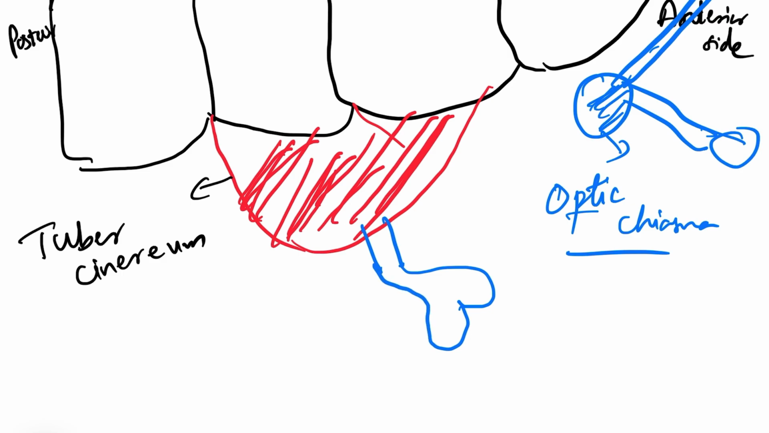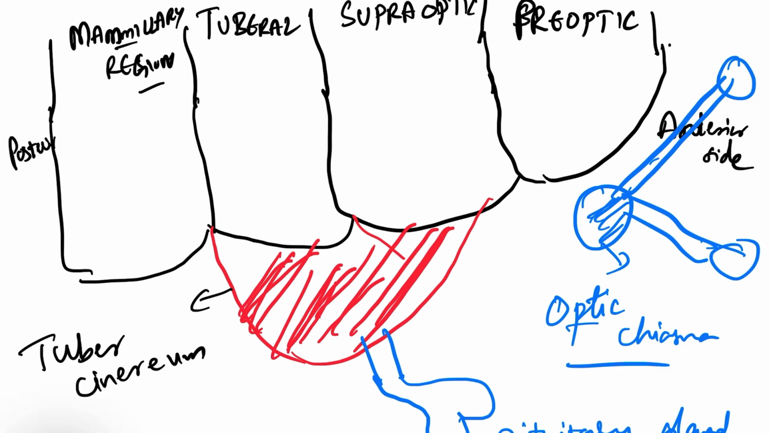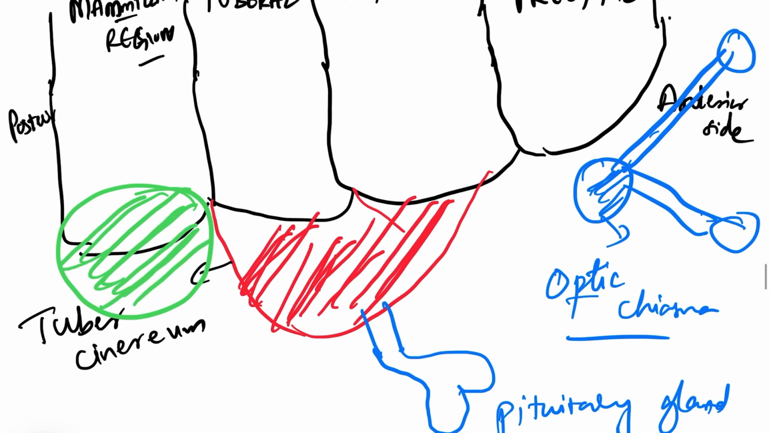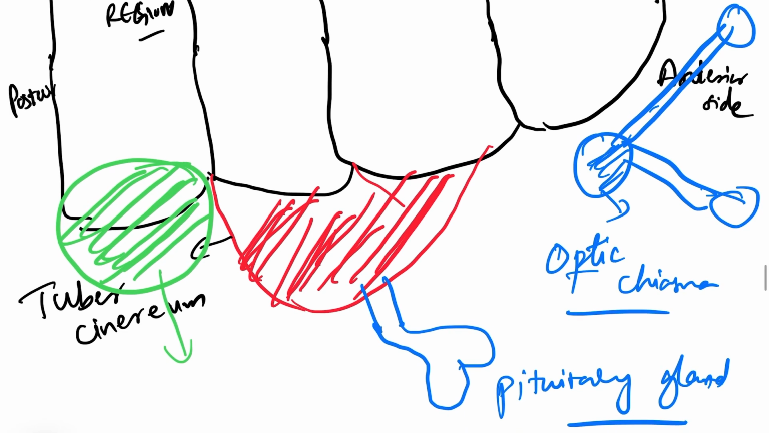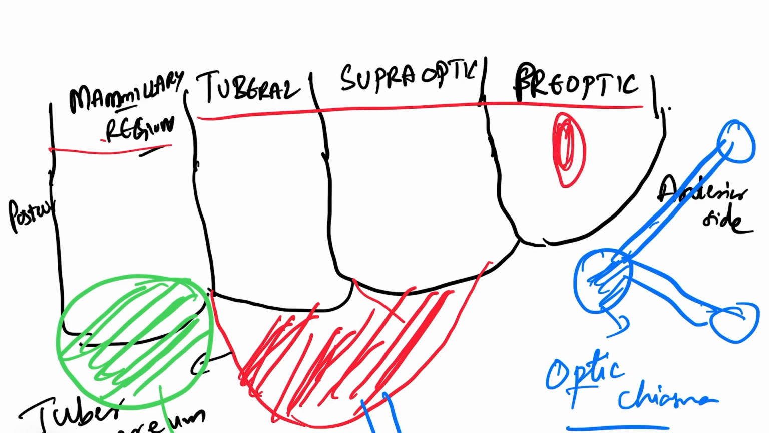I am just drawing a rough structure, not the exact anatomical structure, of the pituitary gland. I hope you are understanding the relationship between the pituitary gland and the hypothalamus. And of course, on the posterior aspect, with the green color, what I am pointing to is the mammillary bodies. Now, in these typical regions of the hypothalamus, on the medial zone, there are various nuclei present. Let me pin down those nuclei.